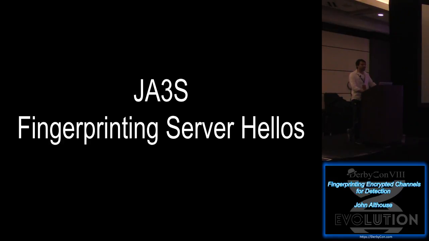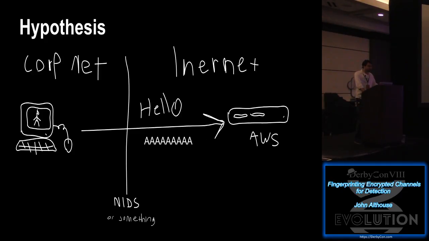Enter JA3S. This is where we deviate from Lee Brotherston's research, starting to look at fingerprinting the server side of the hello packet. This was my hypothesis in building this, because even Lee Brotherston in his talk said, don't bother fingerprinting the server side, there's nothing of value there, it changes too often. But I did it anyways just to see, because I had an idea that servers will respond to different clients differently, but they'll respond to the same client the same. Let me tell you what I mean by that.